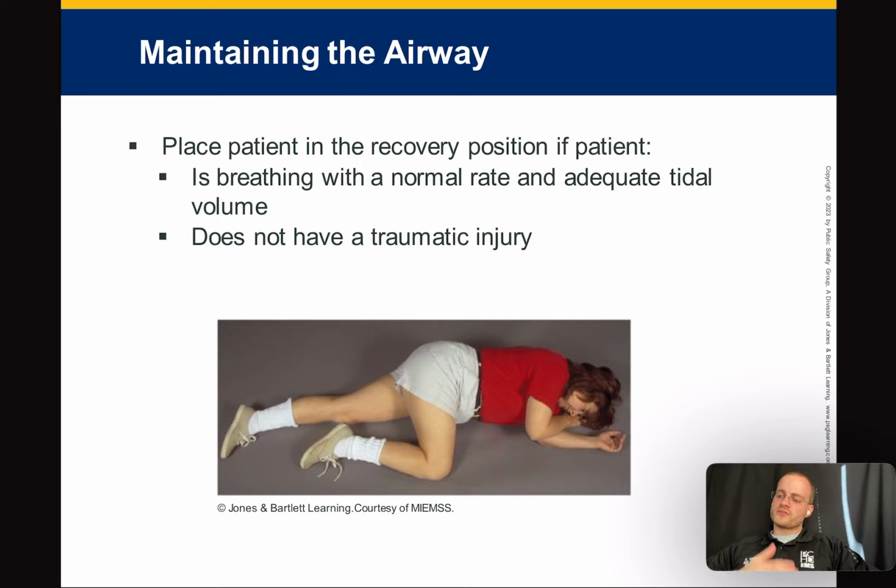Of course, we don't put patients in the recovery position if they've had a traumatic injury. So if they're vomiting and they fell 12 feet off a ladder, we don't put them in the recovery position. We have to maintain C-spine and roll them while maintaining C-spine, and then suction them aggressively with a Yankauer, okay? We'll talk about that.